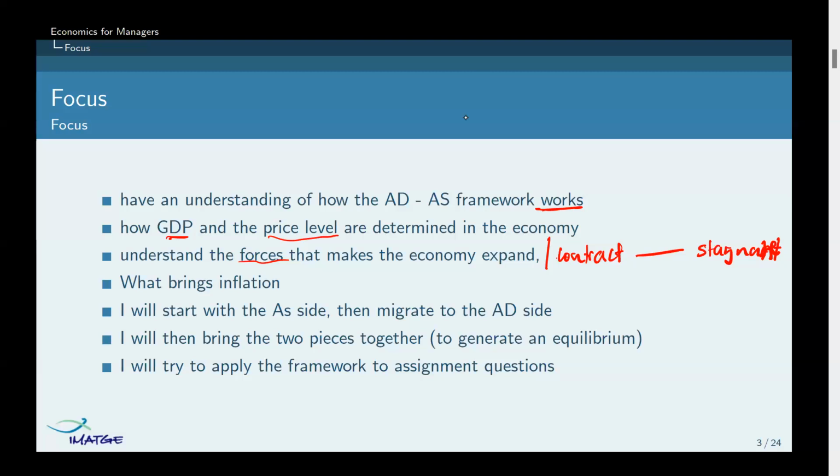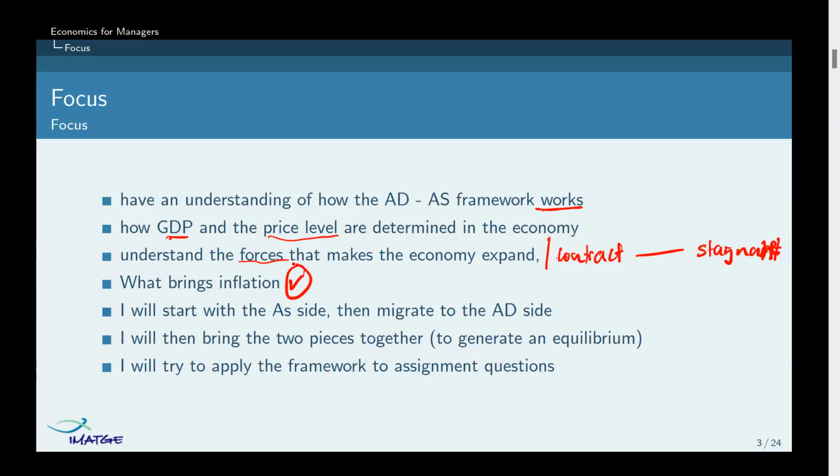By the end of this class, we need to understand how prices are determined in the economy at an aggregated level, not at a micro level, because at a micro level, we are simply looking at individual markets. For example, market for computers, market for tablets, market for specific commodities. Now in macroeconomics, we are looking at the economy as a whole. So we want to see how an equilibrium in the economy can be determined using the ADAS framework. We also want to understand what brings inflation using the ADAS framework.